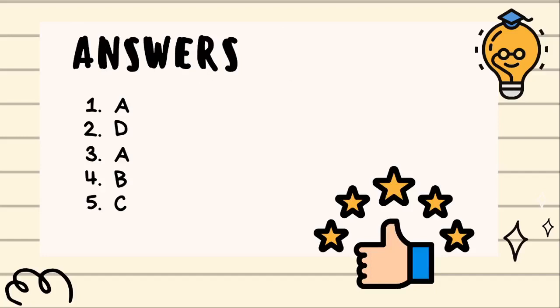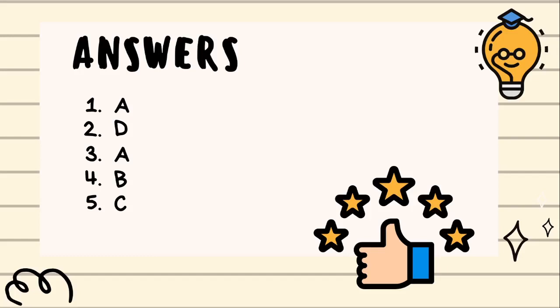Here are the correct answers. Number 1. A. When two like charges are brought together, they will repel each other. Number 2. D. A material can become positively charged by losing electrons. Number 3. A. Two unlike charges will attract each other. Number 4. Your hair becomes negatively charged because the comb became positively charged.